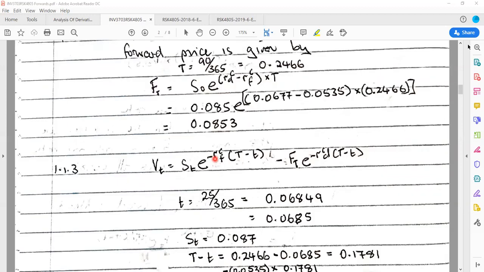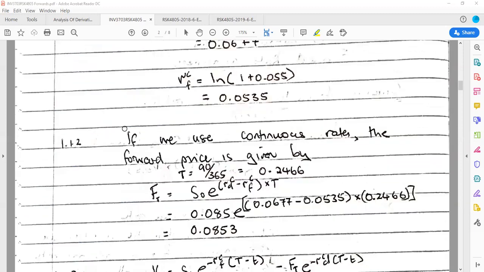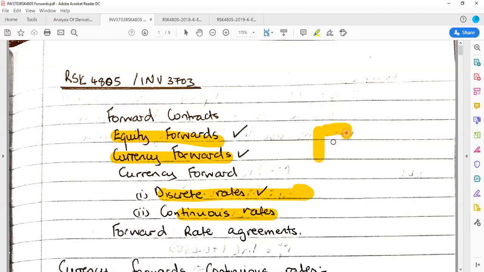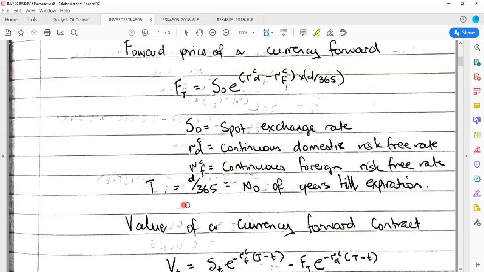So now we've covered equity forward, we've covered currency forward, both discrete and continuous, and we've covered bond forward contracts. I just forgot to write them up on the list, but we've also covered bond forward contracts. So I now want to take you through forward rate agreements, which is the last section on forward contracts. I'm just going to take you through that in the remaining part of this video.